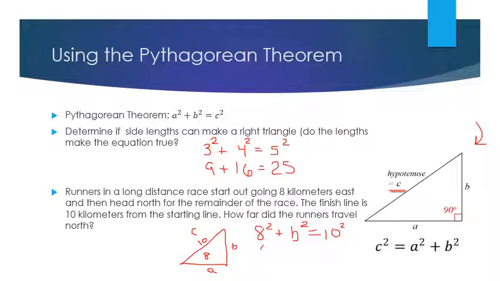Solve the ones you know. 64 plus b squared equals 100. And just like an algebraic equation, you'll subtract 64 from both sides. 100 minus 64 is 36. And if b squared equals 36, you know that you can take the square root of both sides and find out that b equals 6.